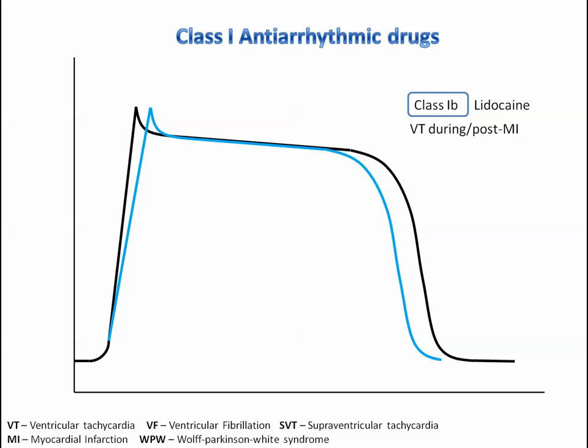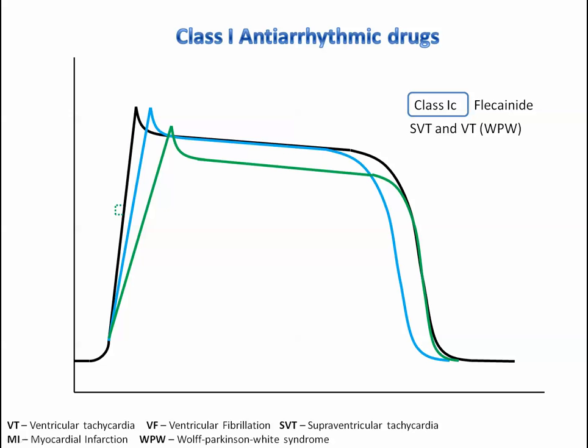So class 1B, these drugs have a fairly weak sodium channel blockade, as they associate and dissociate very rapidly from the sodium channels. So they only affect the rate and magnitude of depolarization very slightly, and they also have a slight effect of reducing the action potential duration. An example of a drug in this class is lidocaine, which is typically used for treatment of ventricular tachycardias post-myocardial infarction.